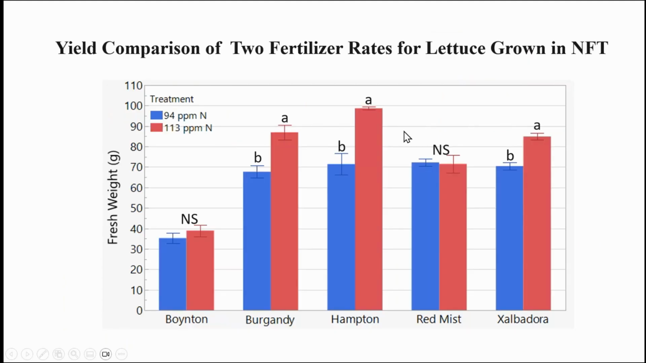So here are the results of the yield. We harvested the lettuce and measured the fresh weight, and we can tell that for Burgundy, Hampton, and Jabodora, these three cultivars, after you reduce the nitrogen rate by 17%, it resulted in a significantly lower yield of lettuce. However, for the other two cultivars, Red Mist and Boynton, the difference is not significant.